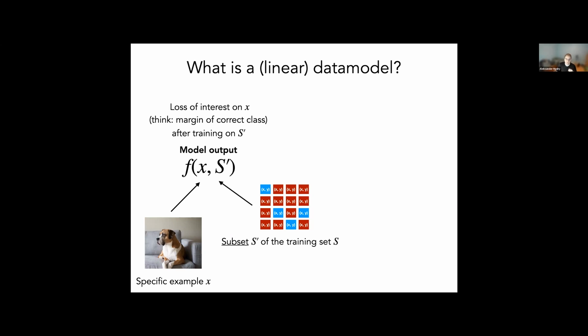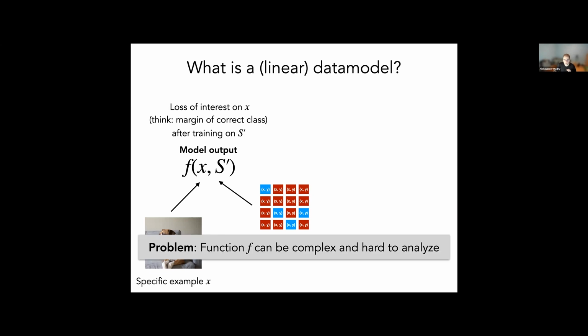Of course, that's a very interesting function because it allows us to understand how training data feeds into this prediction. But the problem is that this function f can be very complex. To evaluate it, I need to train a model using my learning algorithm and look at the prediction. The model is not simple, and it's also an extremely high-dimensional function because the space of inputs is 2 to the size of the training set. Even for CIFAR, it's 2 to the 50,000. For ImageNet, it's 2 to the over a million. These are completely astronomical numbers, so this can be complex and hard to analyze.